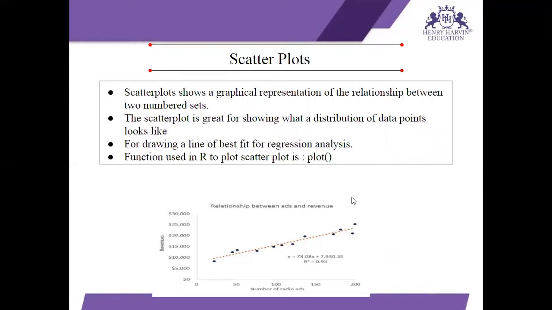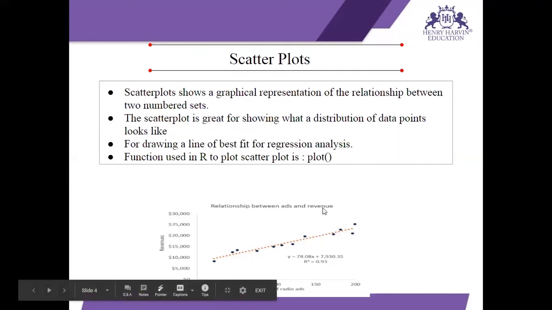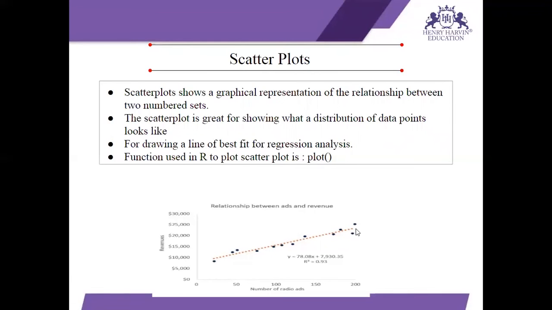So whenever we are doing regression, it is a relationship establishment between two variables. For example, in the graph, you can see the relationship between ads and revenue. There is a dotted line you can see, which shows there is a positive relationship between ads and revenues. The function that is used in R to plot scatter charts or scatter plots is plot, and within the brackets there will be different aesthetics that we will be discussing.